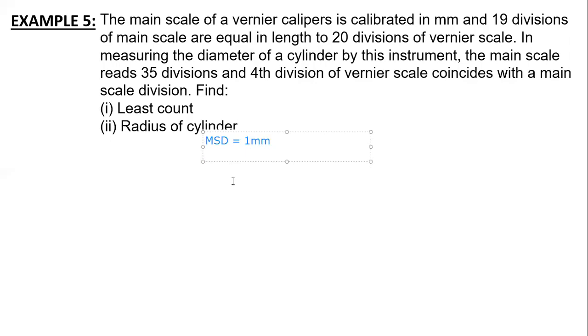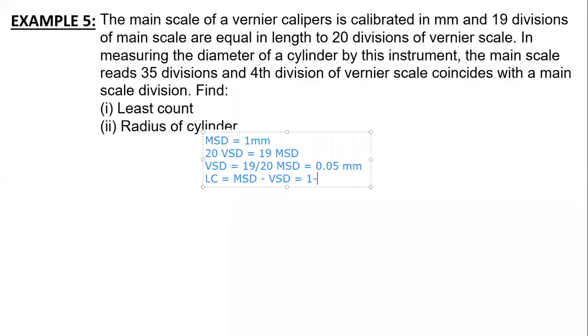Then 1 VSD is equal to 19/20 MSD, which means 20 VSD is equal to 19 MSD. So VSD is 19/20 of MSD, which will be 0.05 millimeters, because MSD is 1 millimeter. Then the least count will be 1 millimeter minus 0.05.